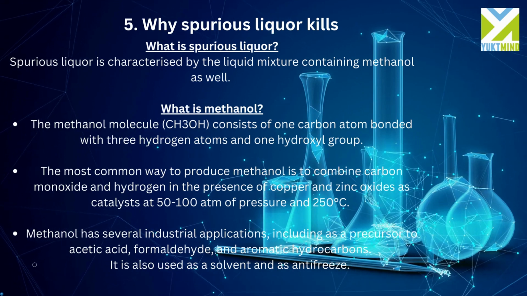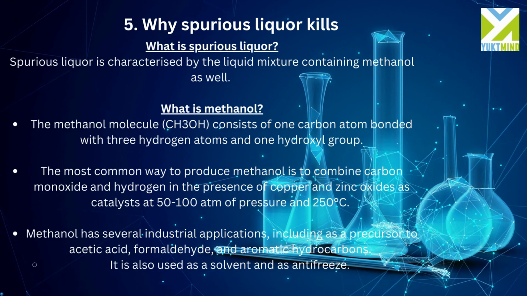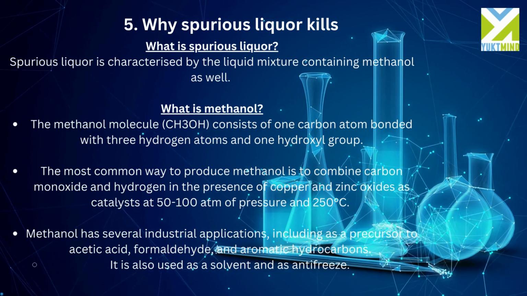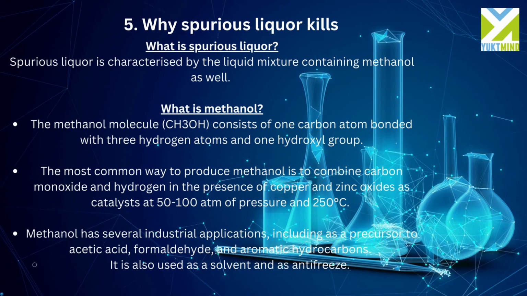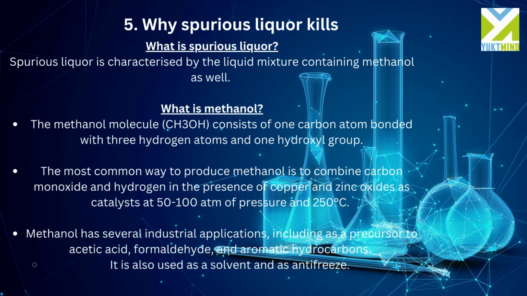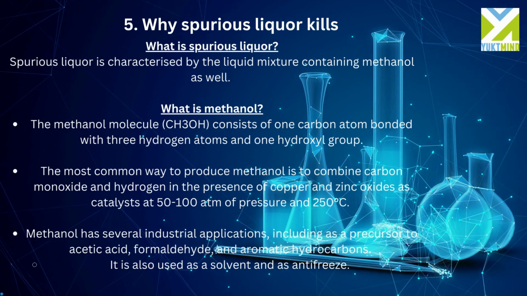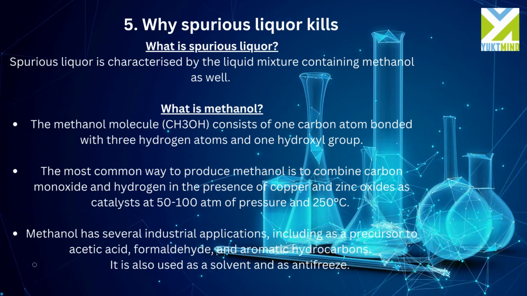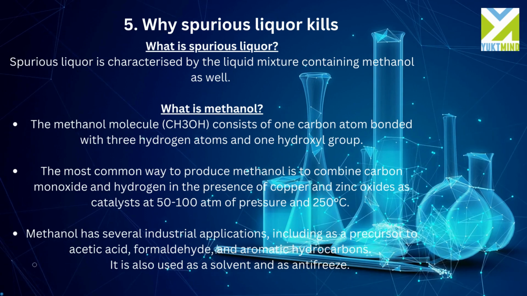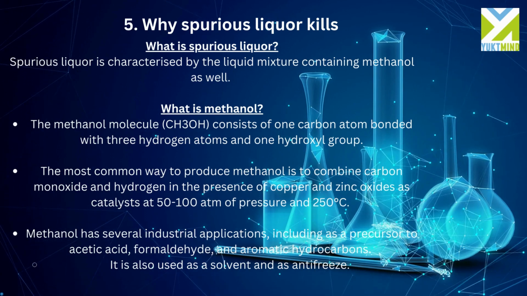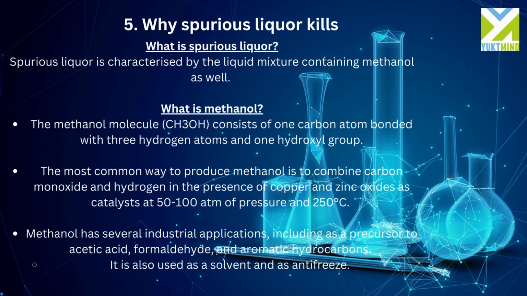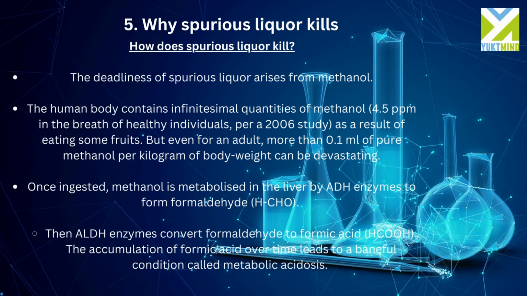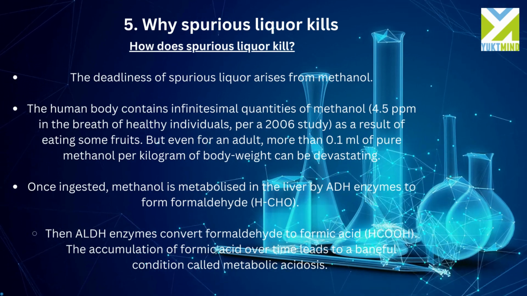The most common way to produce methanol is to combine carbon monoxide and hydrogen in the presence of copper and zinc oxides as catalyst at 50 to 108 atmospheric pressure and 250 degrees Celsius. Methanol has several industrial applications, like a precursor to acetic acid, formaldehyde and aromatic hydrocarbons. It is also used as a solvent and as antifreeze. The deadliness of spurious liquor arises from methanol.